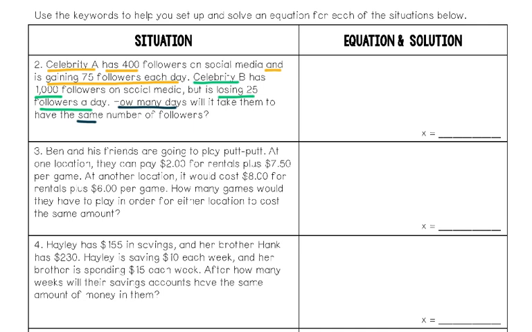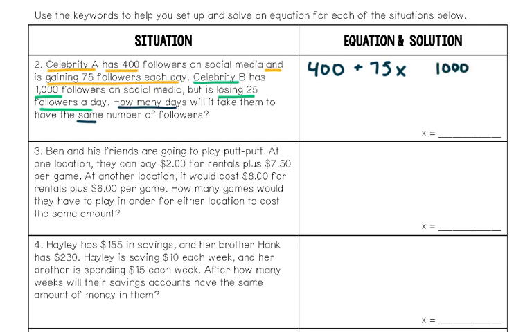Starting with Celebrity A. Celebrity A has 400 followers. And is a keyword for addition. Gaining is another keyword for addition. 75 followers each day. Each is a keyword for multiplication. And since I don't know how many days, I'm going to use the variable x. So this is the expression for Celebrity A. You try to write the expression for Celebrity B.